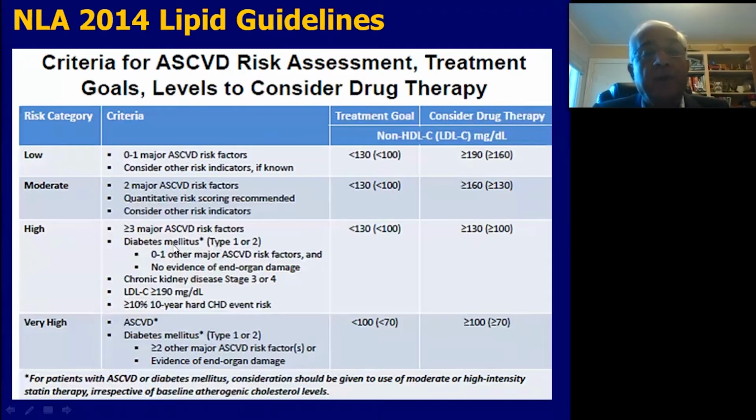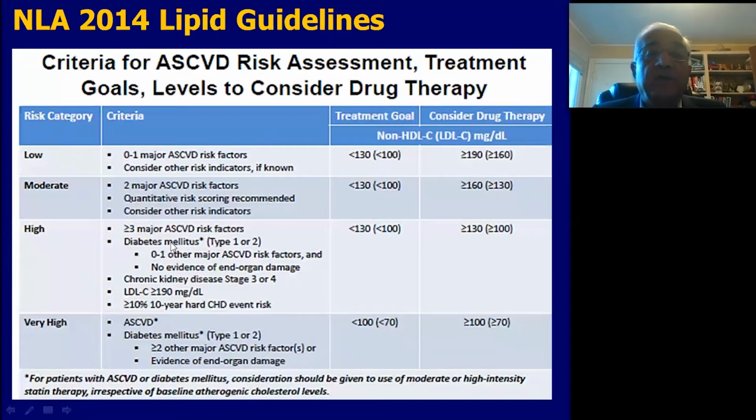In people who, for example, have very high risk, such as those with diabetes, with cardiovascular disease, those are people with very high risk, or those with existing cardiovascular disease, then the goal of LDL is less than 70 and non-HDL less than 100. And people who are above these goals should be treated with intensive statin therapy.